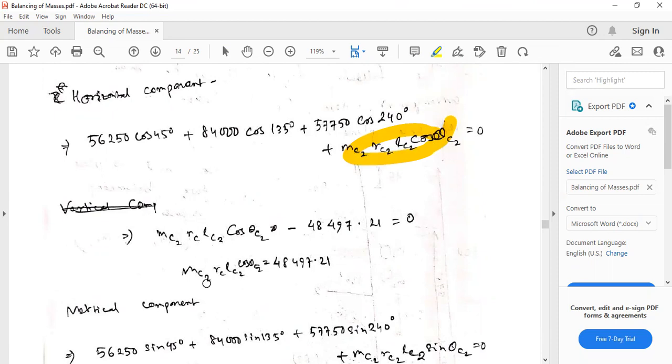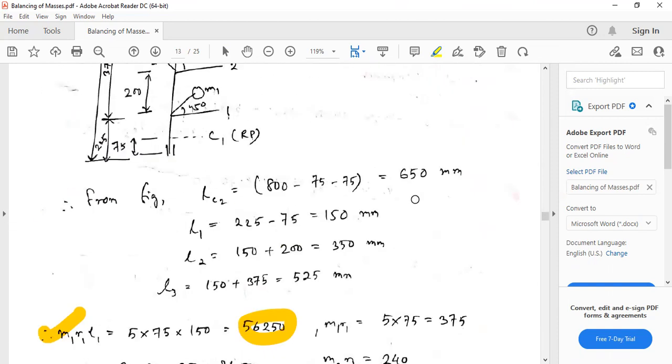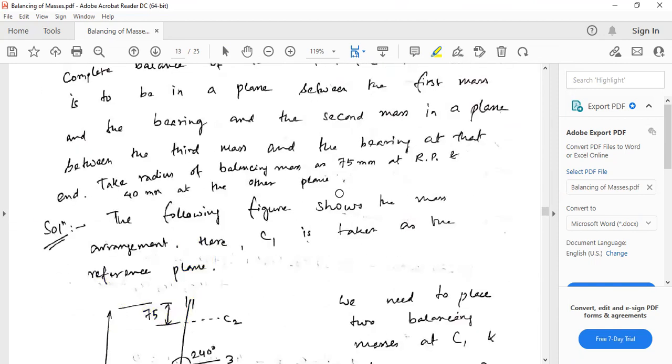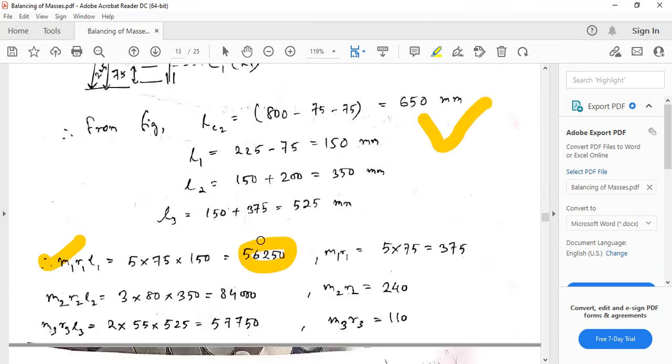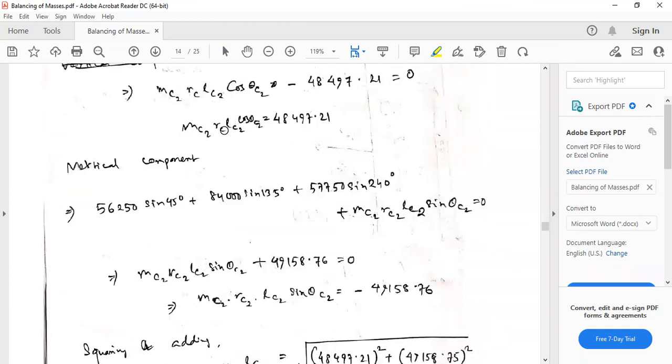So we will find out MC2, RC2, LC2, theta C2. RC2 is given to you actually. LC2 is also known to you, because we have found it out. RC2 is the radius of the second mass. So 40 mm is the value of RC2 given. For the first mass, that is RC1, the radius is 75. So you know that RC2 and LC2 are known.